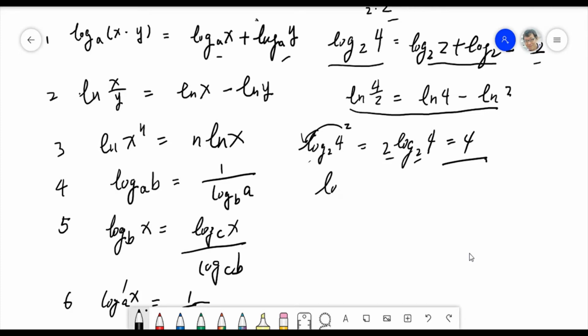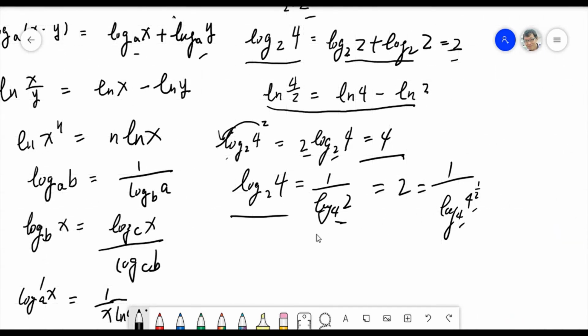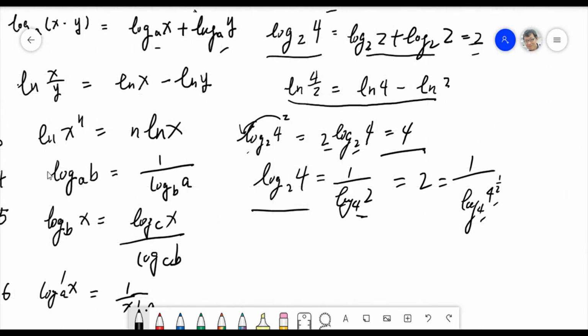Let's look here. If log base 2 of 4 equals log base 4 of 2, is that right? We know log base 2 of 4 is 2. How about this one? This one is 1 over log base 4 of 2, which is 1 over 1/2. Am I right? 1/2 is a square root, so since we already know the exponent can move in front, right?